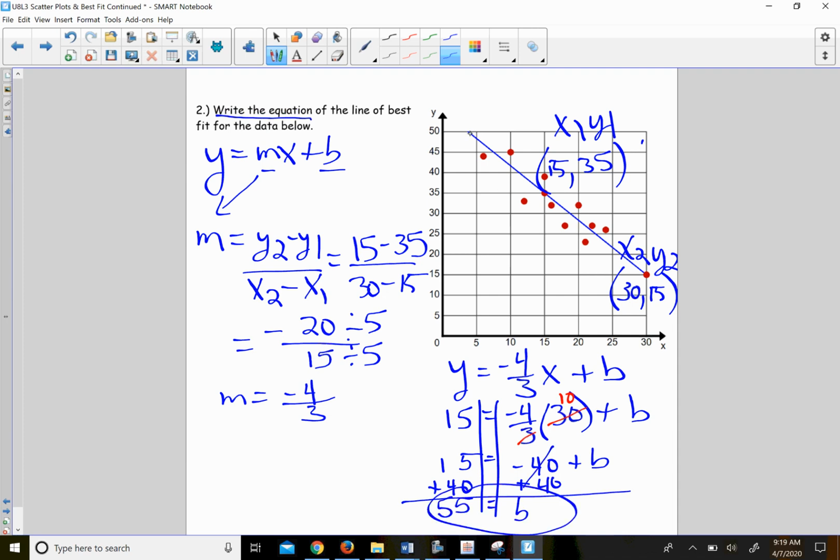So if I go back and check that, it makes sense. It's getting closer and closer. So we're going to say y equals negative 4/3 x plus 55. Start at 55, go down 4, and right 3.